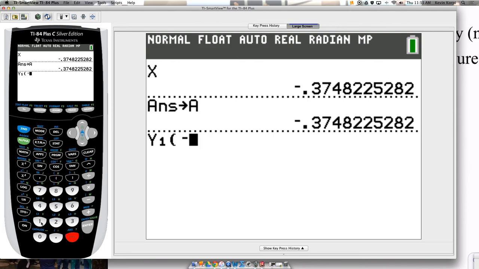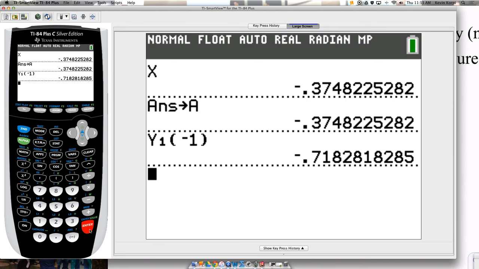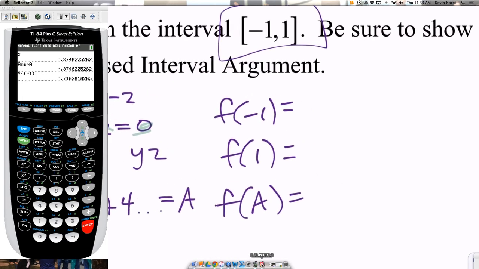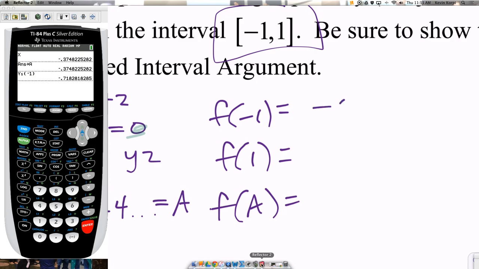Let's plug in our -1. Enter. And I get that number there. Now, you do need to report that number, showing that you're reporting that. So that would be -0.718 to 3 decimals.